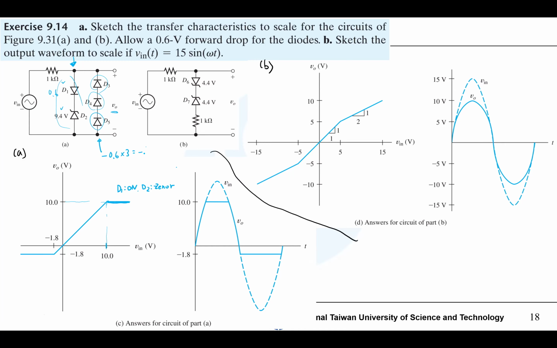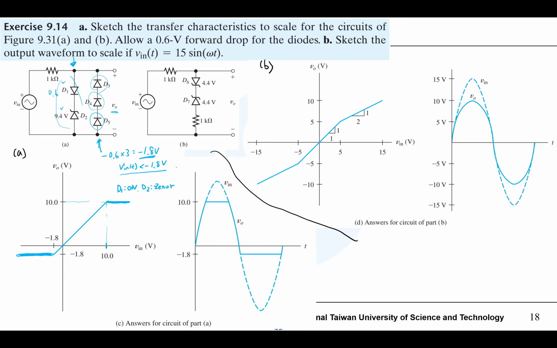It equals minus 1.8 volts. So we need V in(t) to be smaller than 1.8 volts, which means it should be negative and its amplitude should be larger than 1.8 volts. So if this turns on, then VO will be equal to minus 1.8 volts. So we can have this.